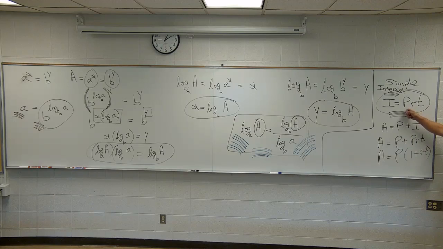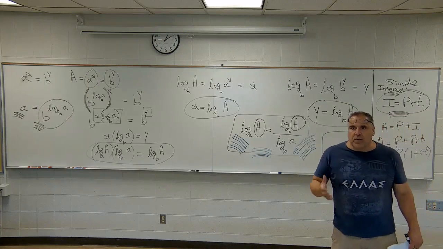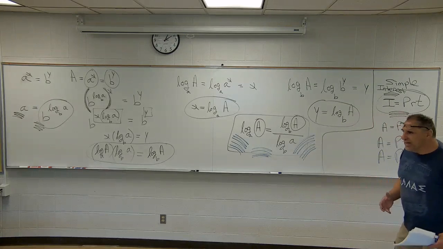But the amount of interest you're going to get is the principal times the rate times the time. The rate is usually a percentage. You got to convert it to a decimal or a fraction. Percents are useful to visualize something, kind of useless to solve them, in a sense. You got to convert the percent to an equivalent decimal or fraction.